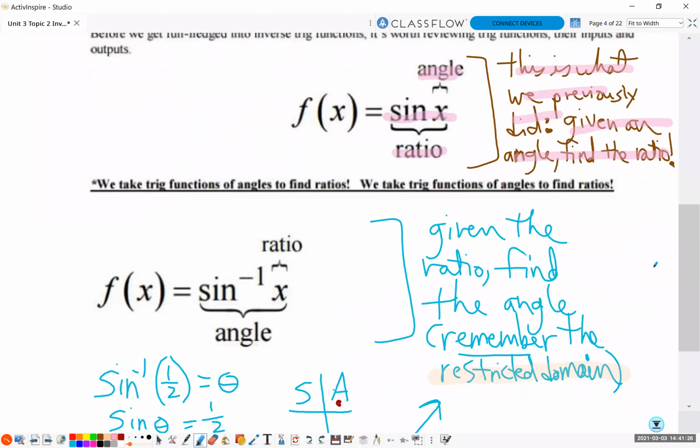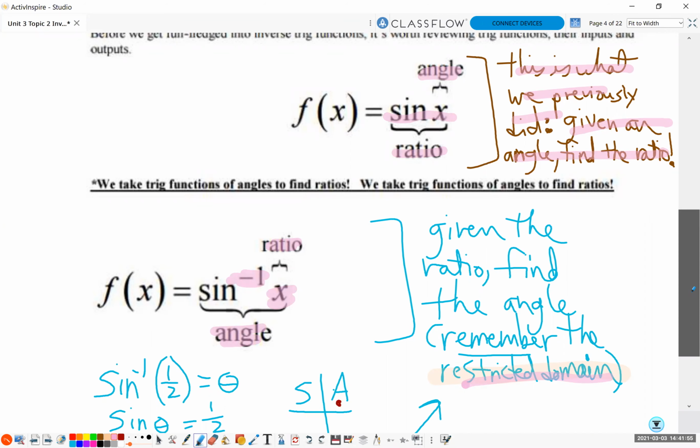When we're doing inverses, meaning anytime you see this symbol with your trig function, we're giving you a ratio, and the answer is going to be an angle. But you have to remember the restricted domain. If you don't remember the restricted domain, you're going to pick the angle answer from the wrong quadrant.